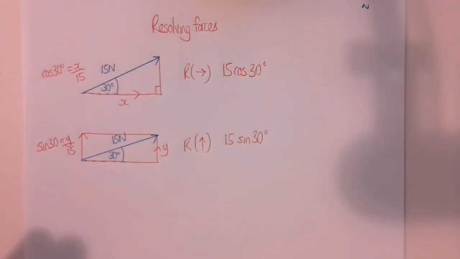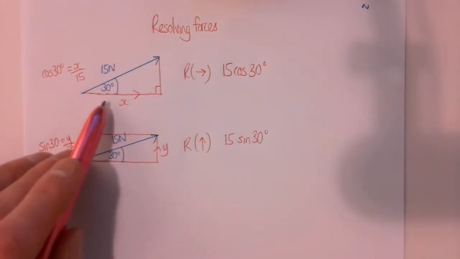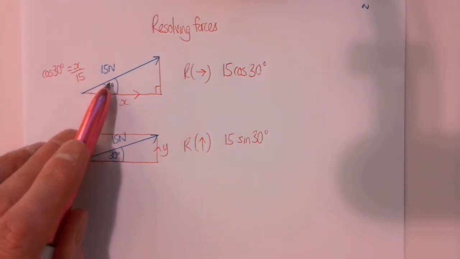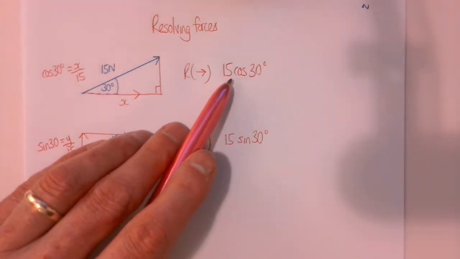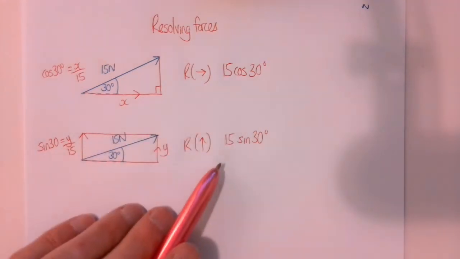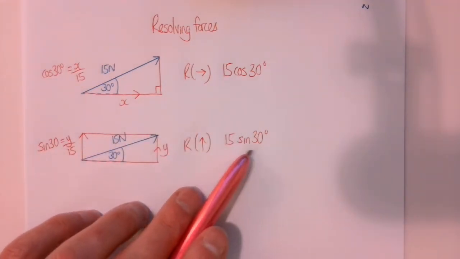And that's a really key thing to understand when you've got a force at an angle. If you know the angle between the force and the horizontal, then the horizontal component is 15 cos 30, and the vertical component is 15 sine 30.